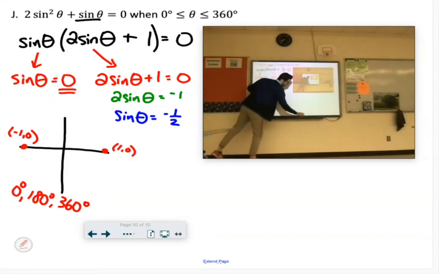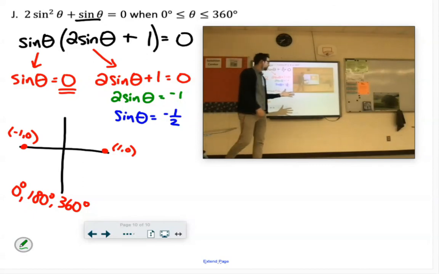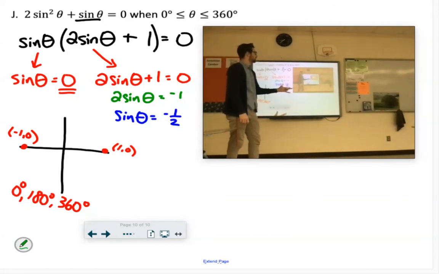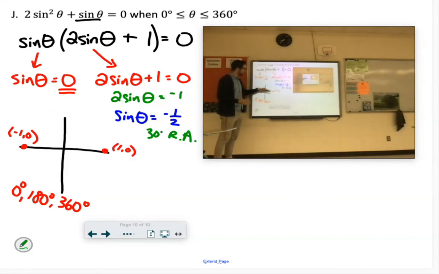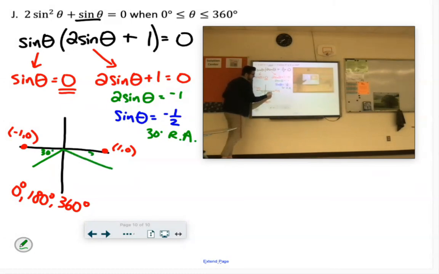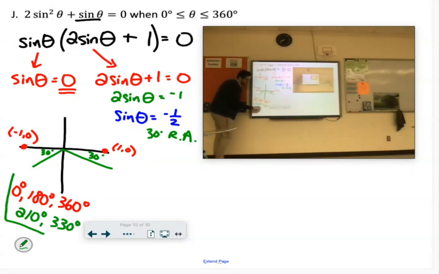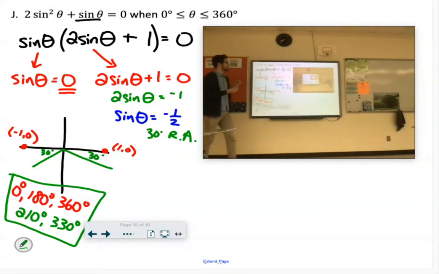When sine equals -1/2, if sine is our y-coordinate, we need one finger on the right. So that would be a 30-degree reference angle. But if sine is our y and it's negative, that would be down here in quadrant 3 and down here in quadrant 4. So a 30-degree reference angle in quadrant 3, 180 plus the 30 is 210. And in quadrant 4, 360 minus 30 is 330. So all 5 of these answers are included.